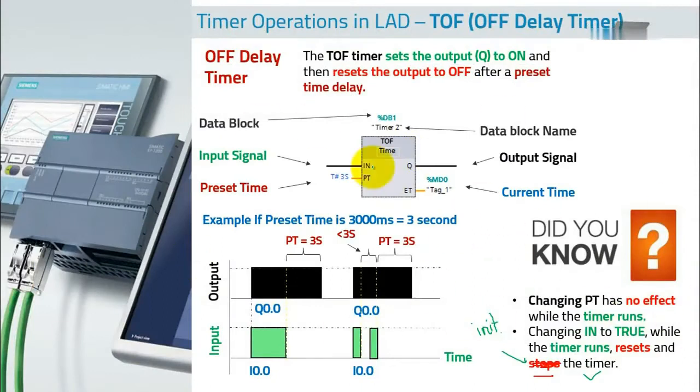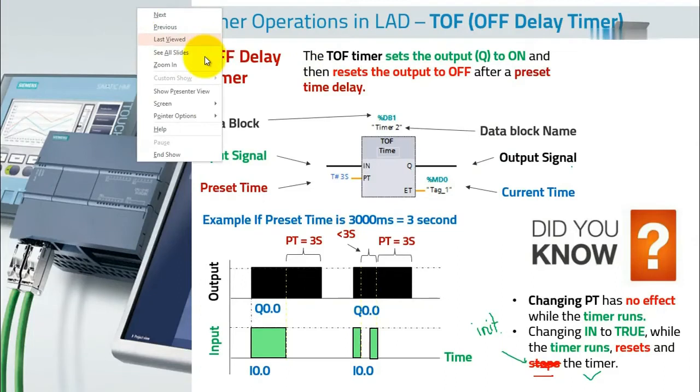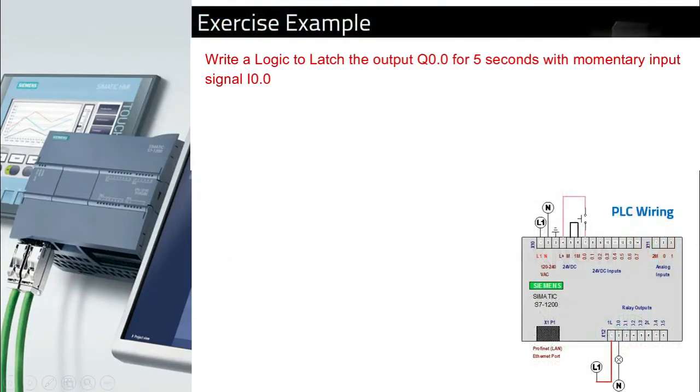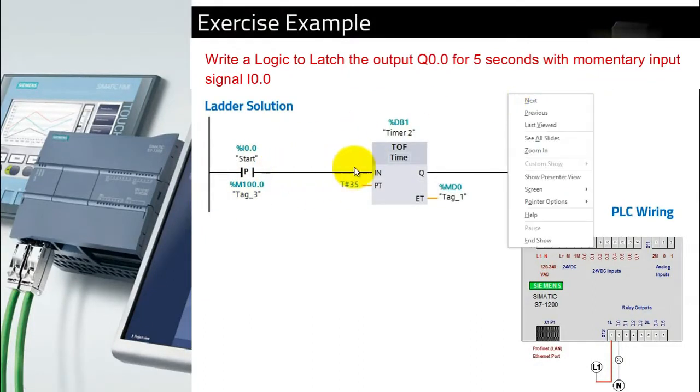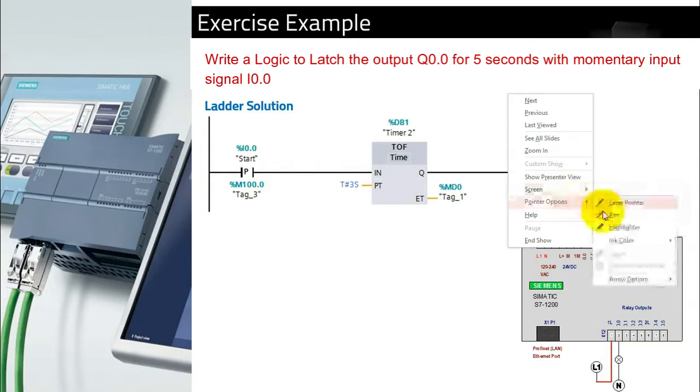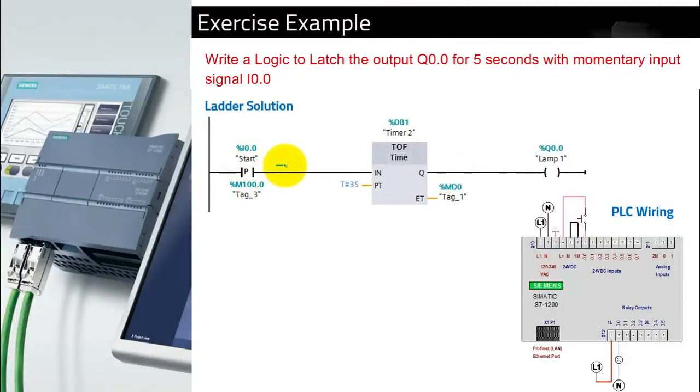Now let's have an example which will make it more clear. Okay, let me turn off my pointer. It says write a logic to latch the output for 5 seconds with a momentary input signal I0.0, which is pretty much similar. Because we have used the word momentary, I have used this P here, because for momentary we just need a pulse.